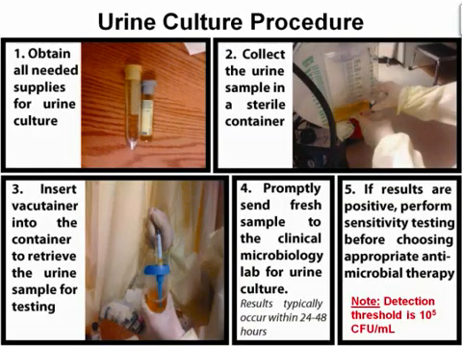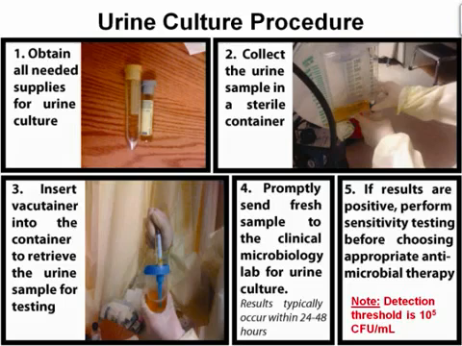A urine culture is performed to identify organisms that may be causing a urinary tract infection, or UTI. Urine in the bladder normally is sterile. It does not contain any bacteria or other organisms. But bacteria can enter the urethra and cause an infection. This oftentimes occurs in critically ill patients with urinary catheters. The urine culture procedure is described in this slide.